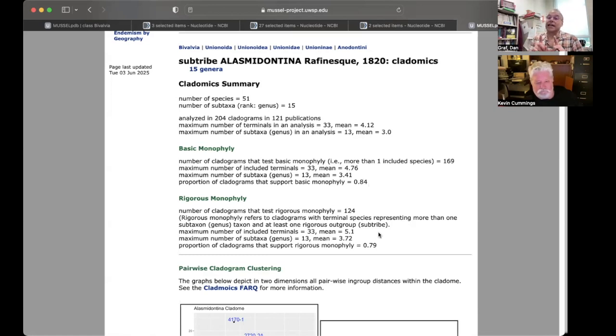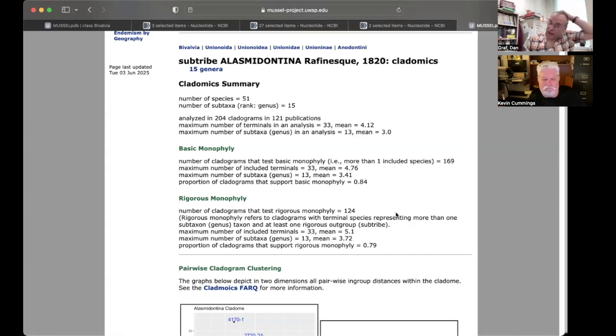So it's about 80%, which seems like, 84%, seems like a low number, but actually pretty good. Rigorous monophyly is where we have, in the case of a subtribe, at least two different genera. So, for example, if some of these have two Elasmodontina because they have two species of Lasmigona, we wouldn't consider that to be a rigorous test of the monophyly of, or even approaching a rigorous test of the monophyly of the Elasmodontina. It really is a test of Lasmigona. So this is where we have more genera included. So about 80% in that case.